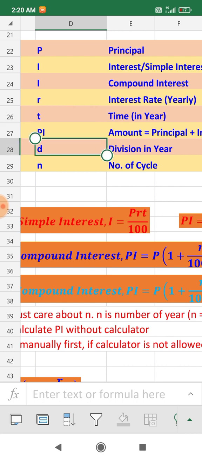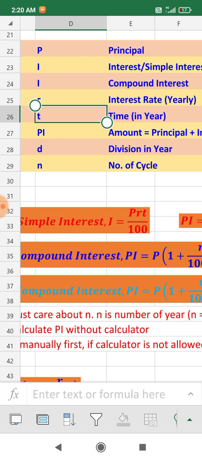D means how many times interest will be calculated in a year, and N means how many times interest will be paid throughout the time of T.